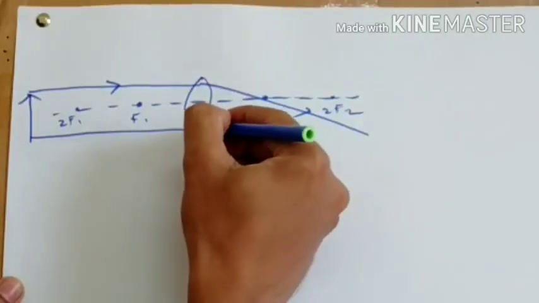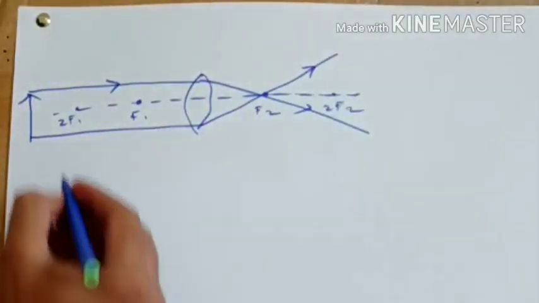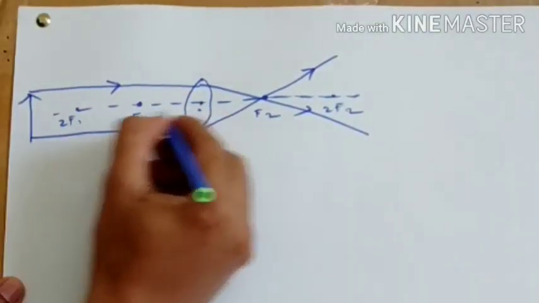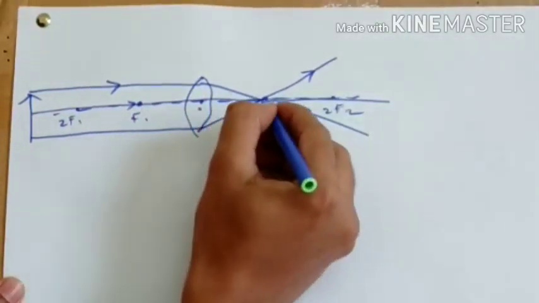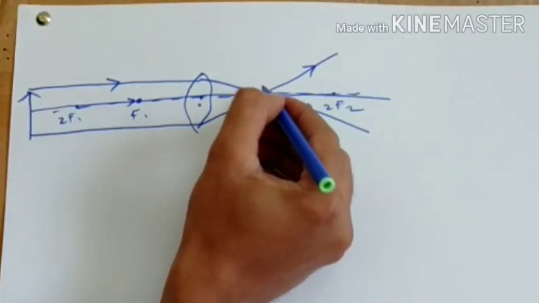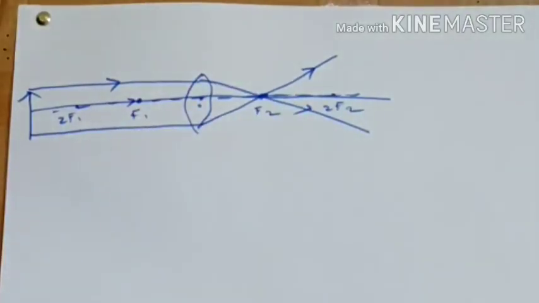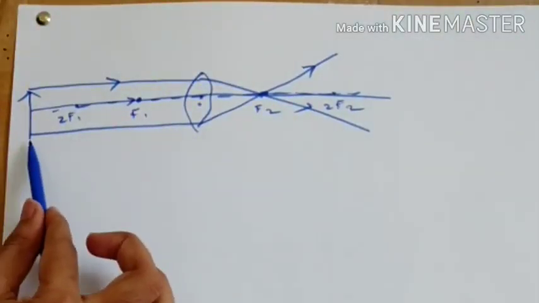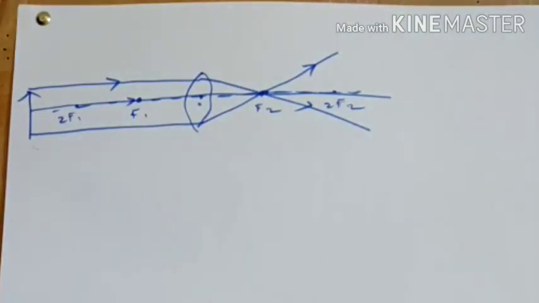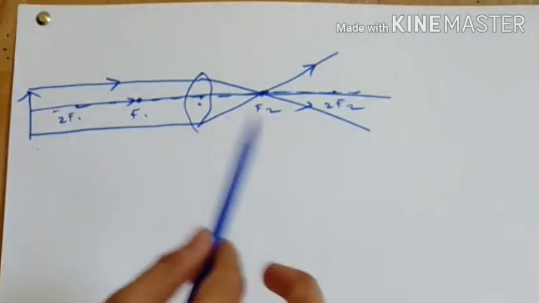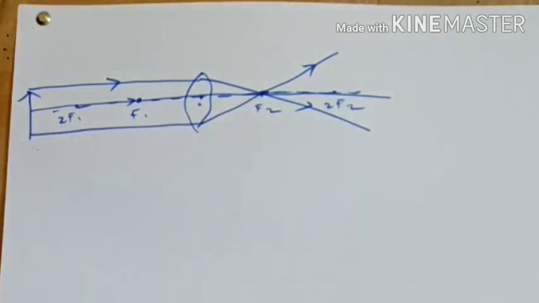Second ray will come from the bottom, that will also pass through f2. A ray that is coming towards the optical center will pass without any deviation. So you can see all the three rays are meeting at f2. So if the object is at infinity, the image will be formed at f2. Remember, this is the diagram from the textbook. So if any object is placed at infinity, the image is formed at the focus.